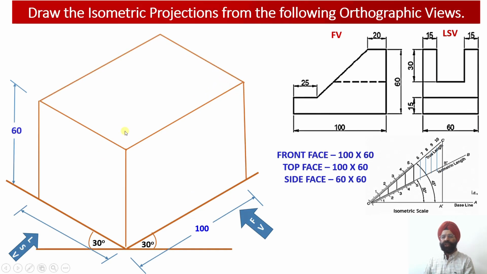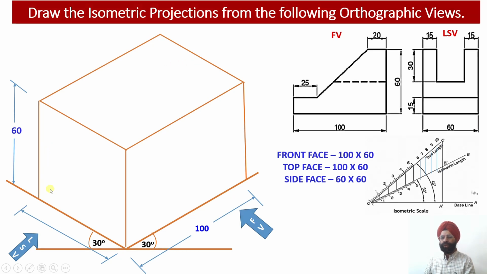Then we have to draw the top face. We know the size of the top face will be 100 millimeter by 60 millimeter. The 100 millimeter edge we have drawn parallel to the z-axis, and the 60 millimeter edge we have drawn parallel to the x-axis, which was showing the width. So the top view shows the length and the width of the solid.